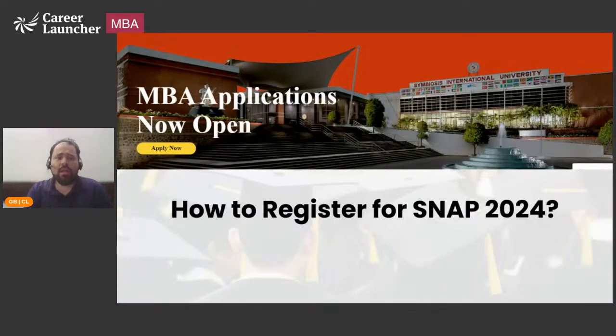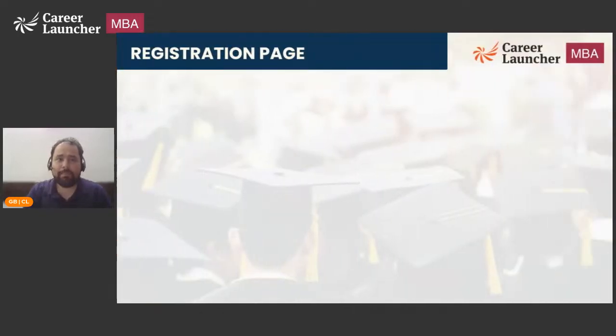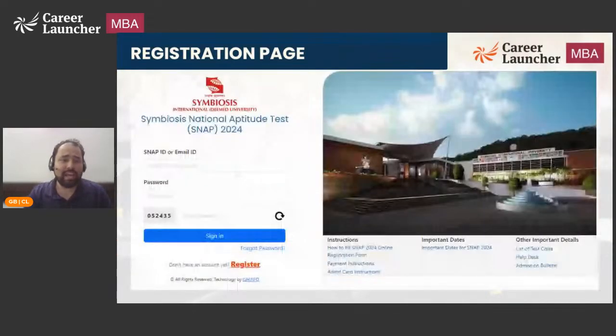Okay. Now, how to register? Let's get deeper into the registration process, step by step. The registration page looks like this. If you have already registered once before, then you don't need to do anything. You just fill in this data and you're done. If you have not registered before, then you go to register. You click on this register and move on.